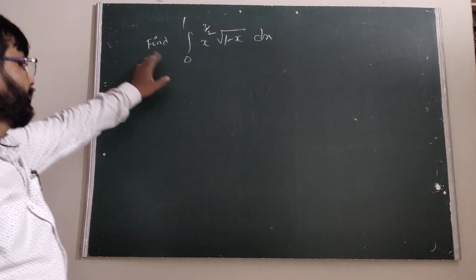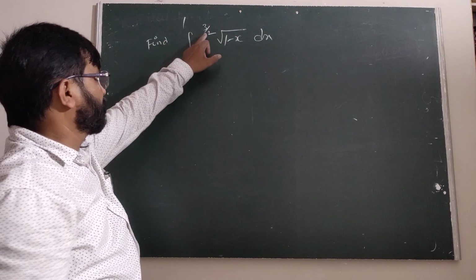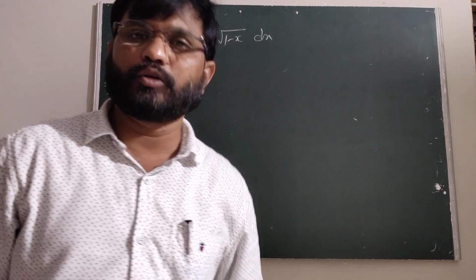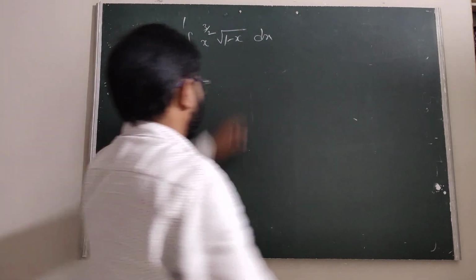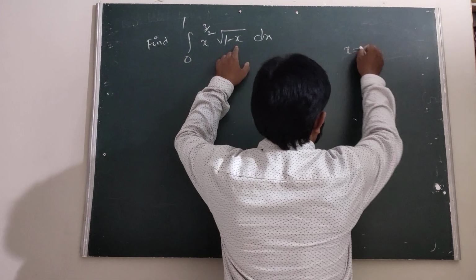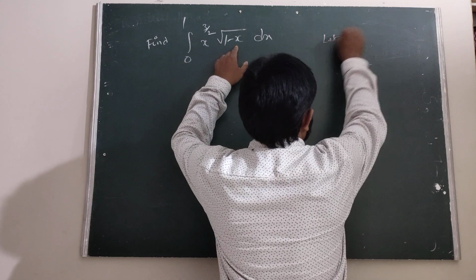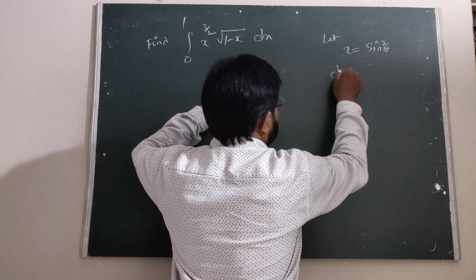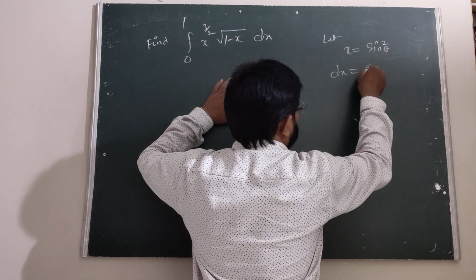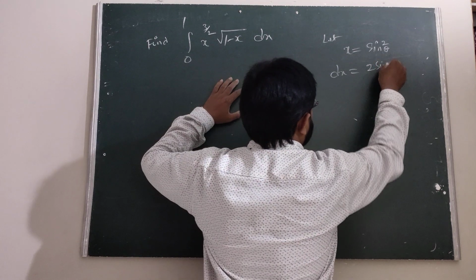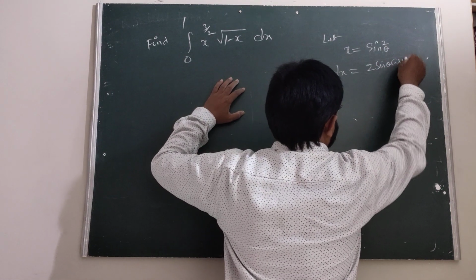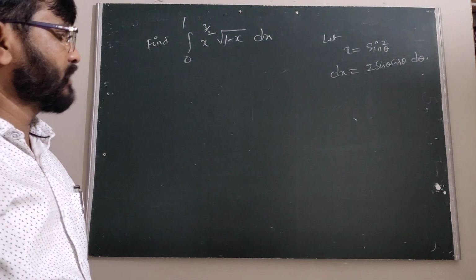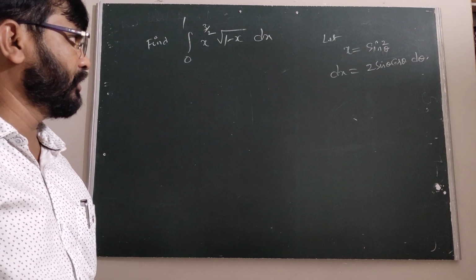So find the integral from 0 to 1 of x power 3 by 2 under root of 1 minus x. Here we take x equal to sine square theta or cos square theta. Let x equal to sine square theta. Then dx equals the derivative of sine square theta, which is 2 into sine theta into derivative of sine theta, cos theta, into d theta. So dx equals 2 sine theta cos theta d theta.